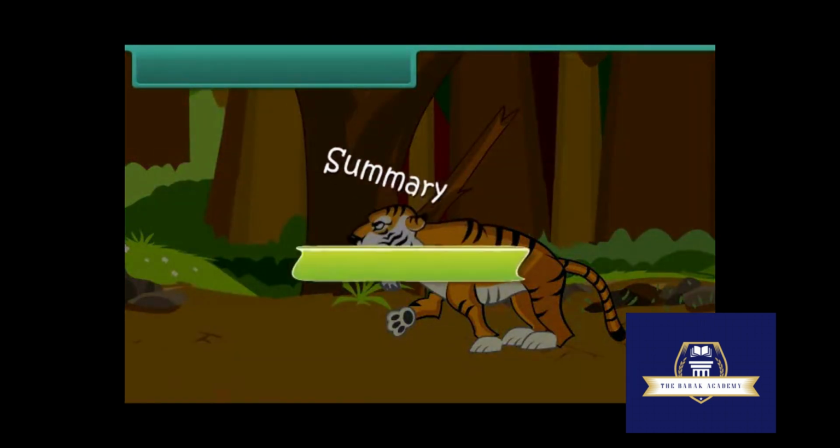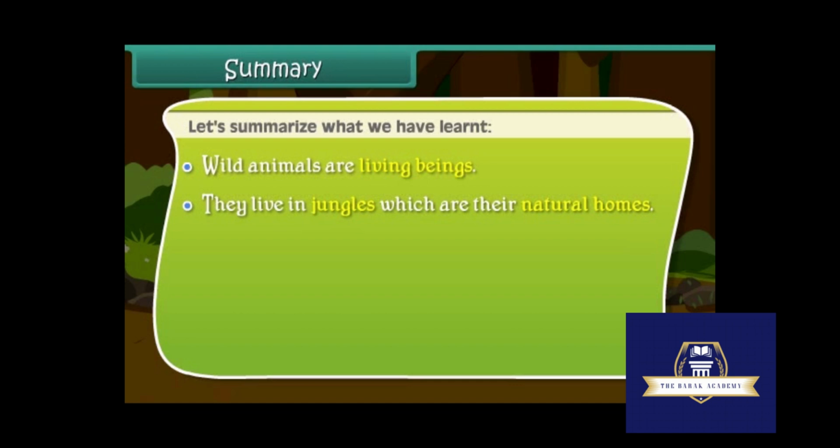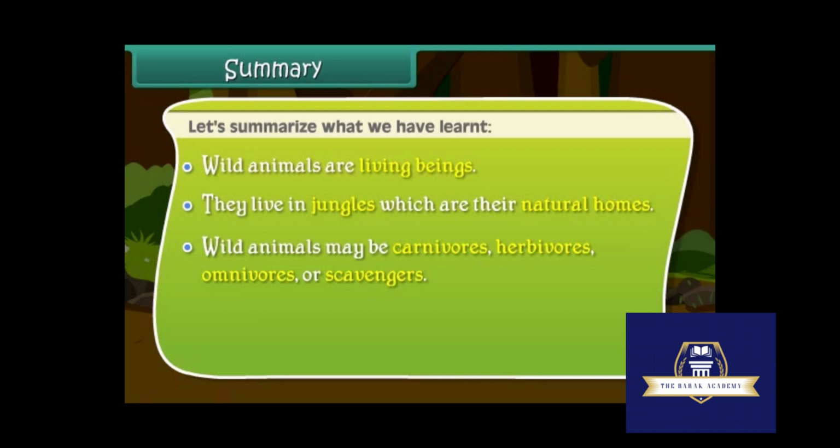Summary. Let's summarize what we have learnt. Wild animals are living beings. They live in jungles, which are their natural homes. Wild animals may be carnivores, herbivores, omnivores, or scavengers. Wild animals are very important and we should protect them.